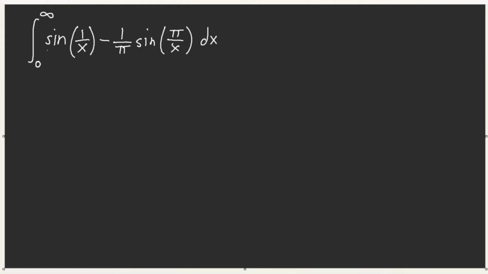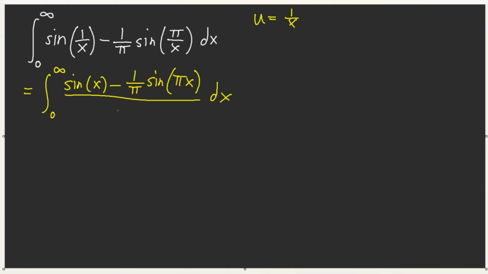Let's see. We have 0 to infinity, and 1 over x. Let's try letting u equal 1 over x, from our inversion. Ooh. Then we get sine x minus 1 over pi sine pi x, and don't forget our du, we have x squared. So what now? Do we just add it like we usually do with inversion? No, no, no. This is a Frullani integral.